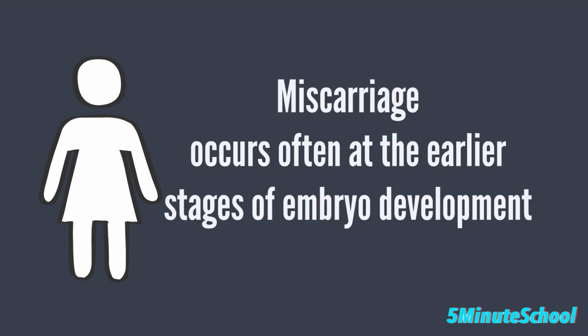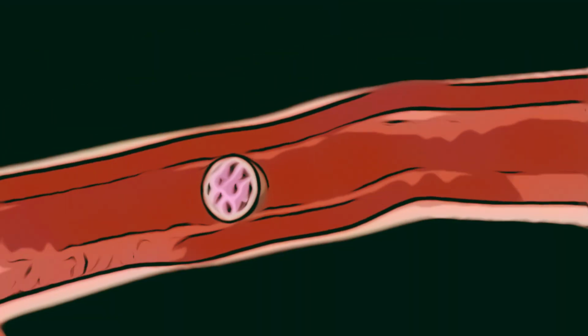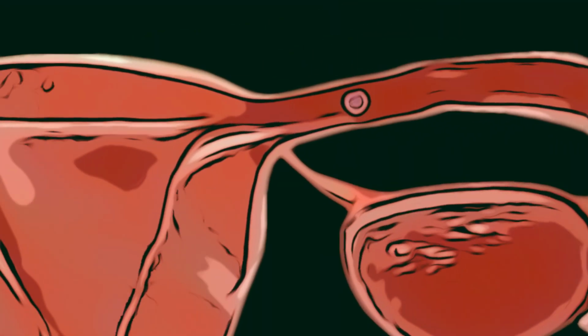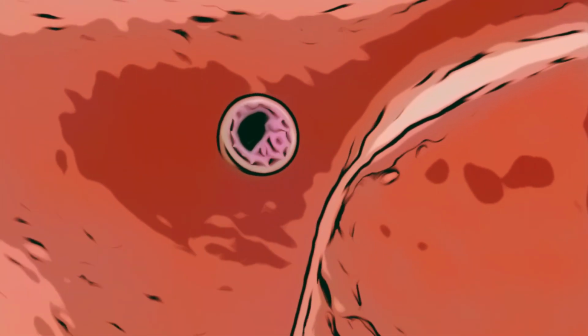So a miscarriage can occur during the earliest stages of embryonic development. After fertilization, the fertilized egg, also known as a zygote, undergoes multiple divisions to form a blastocyst, which implants into the uterine lining around 6 to 10 days after fertilization. The blastocyst develops into an embryo and subsequently into a fetus.